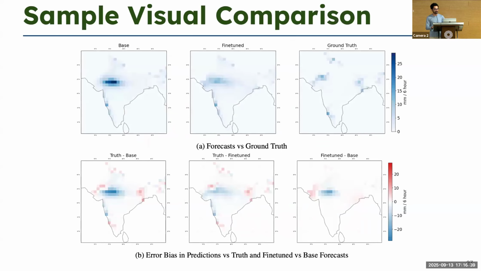Then this is a sample where, over the Rajasthan Punjab area, you see the base model making a significant over prediction of what the rainfall could be. And the fine-tuned model corrects for that, focusing on iMerge. This is a sample to show what the fine-tuned versus base prediction looks like.